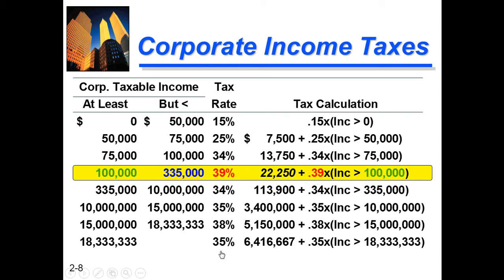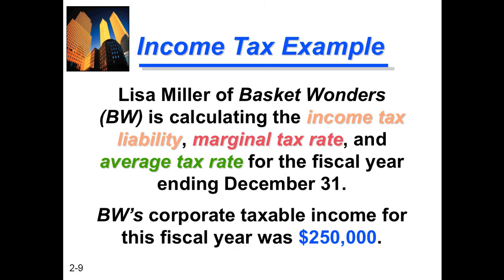So let's learn an example of the tax. Liza Miller of Basket Wonders (BW) is calculating the income tax liability, marginal tax rate, and the average tax rate for the first fiscal year ending December 31. BW's corporate taxable income is 2 lakh and 50,000. Now you can easily find out the tax on the 2 lakh 50,000.